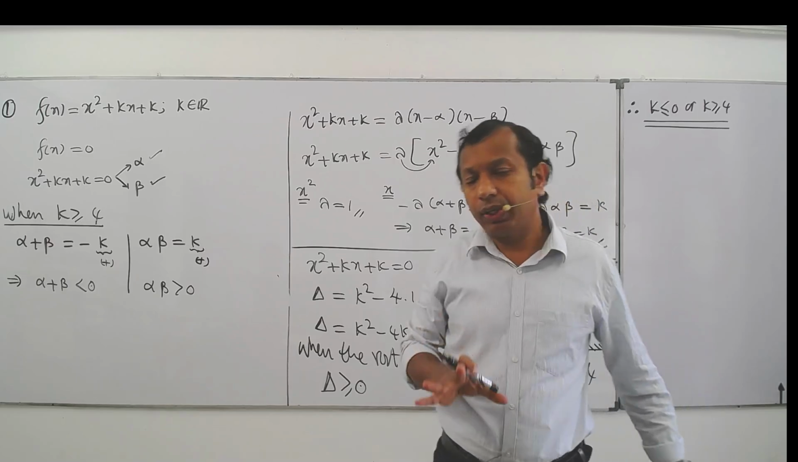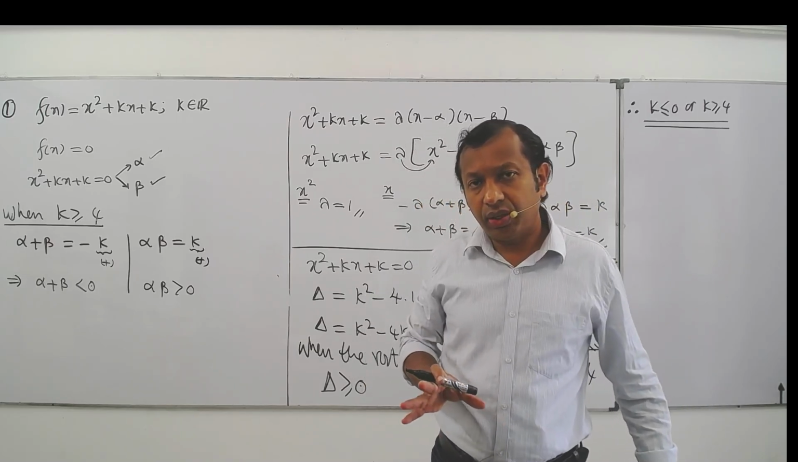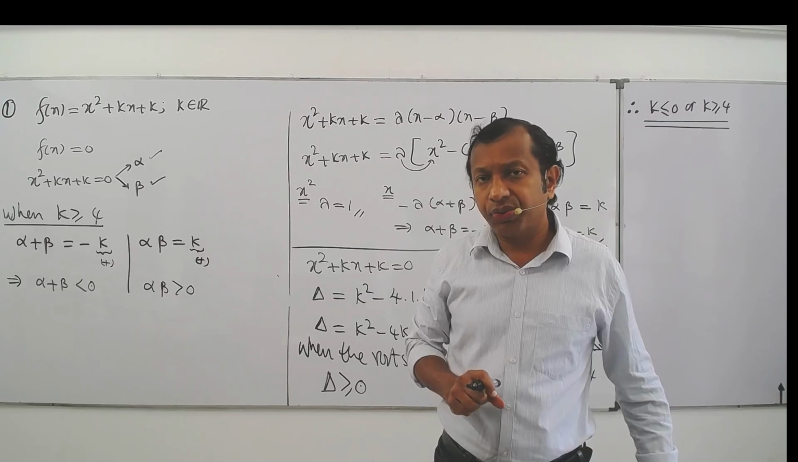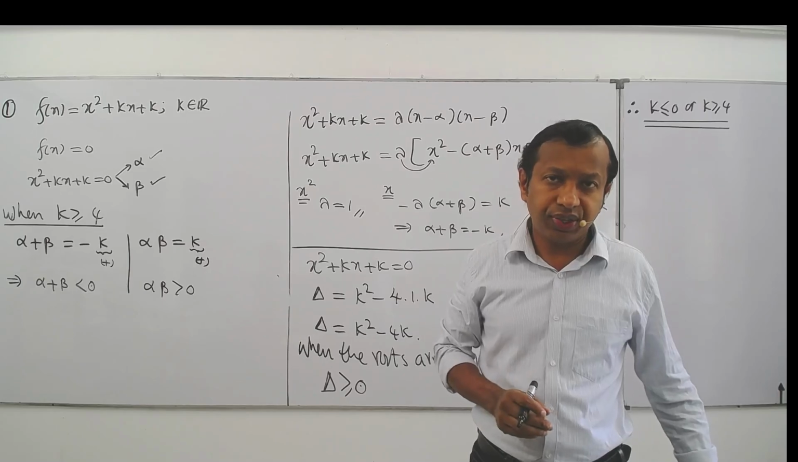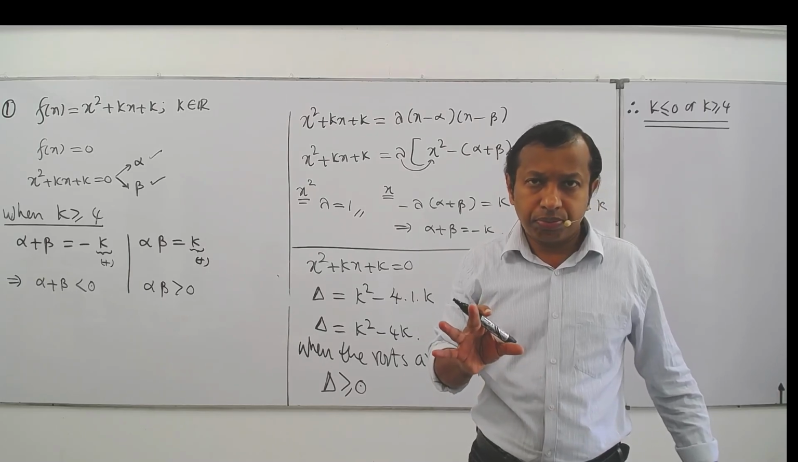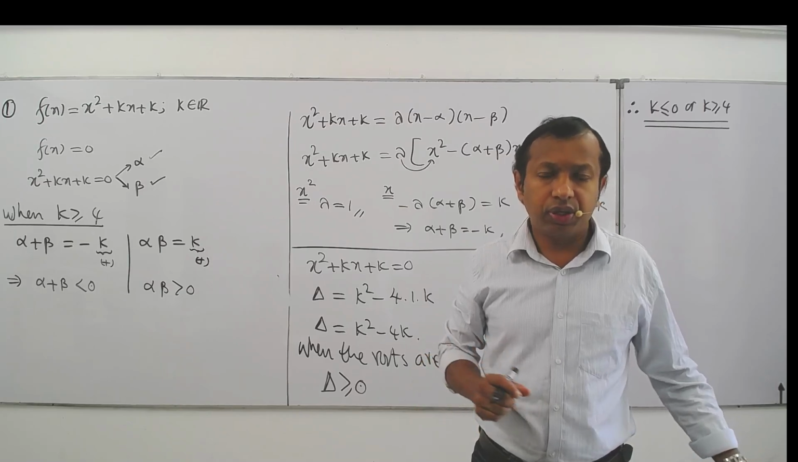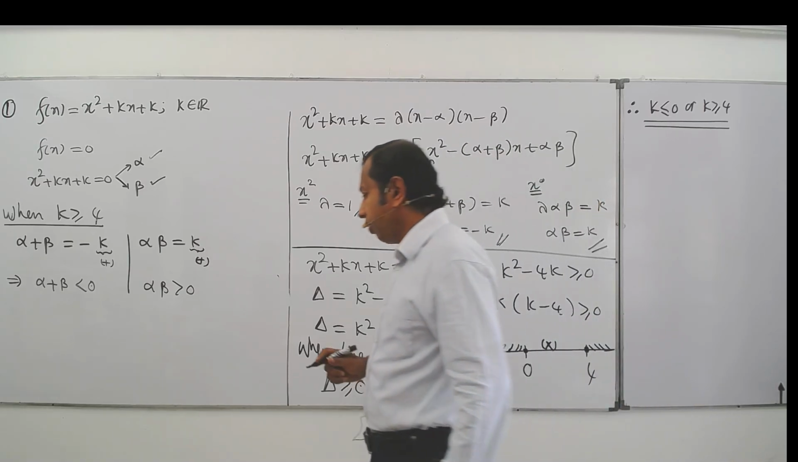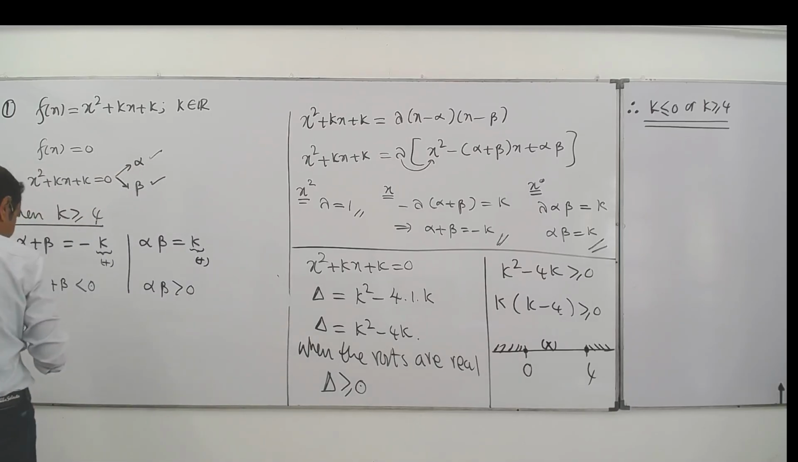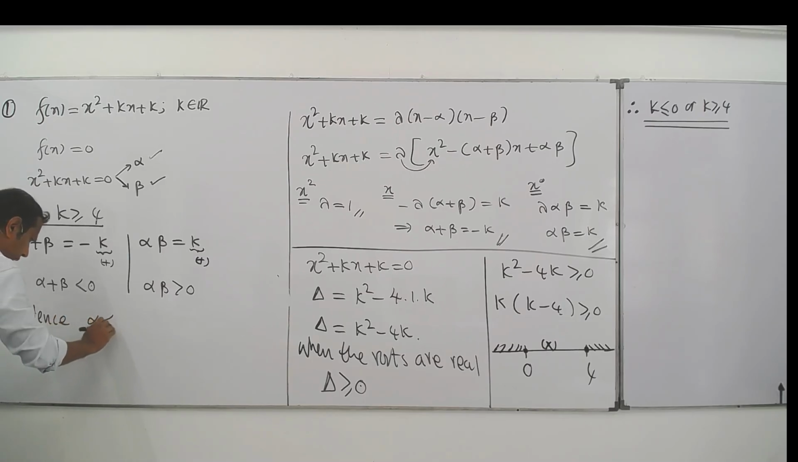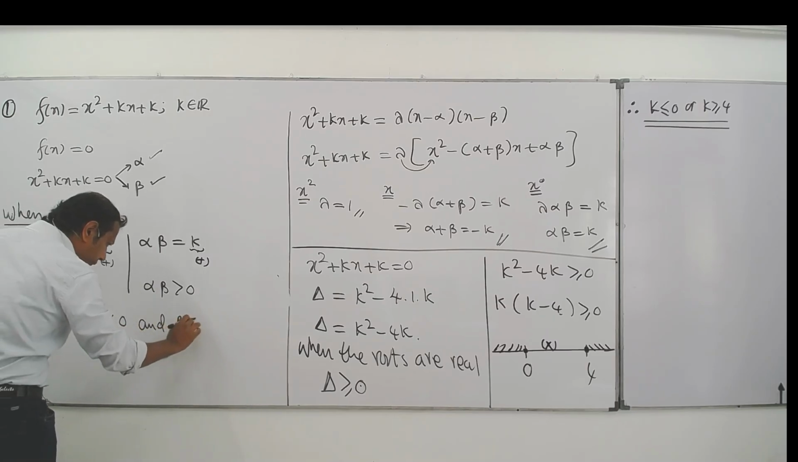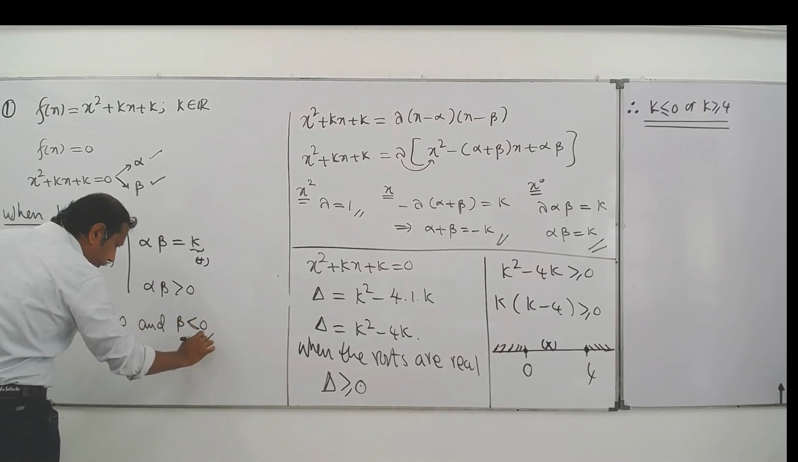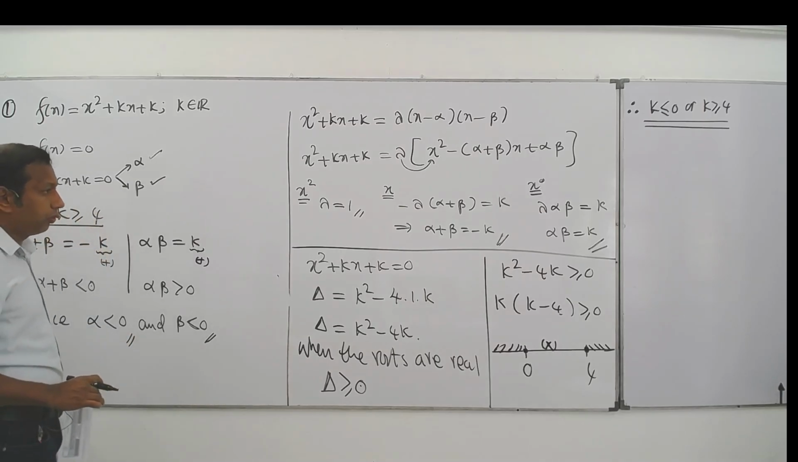Their sum is negative. Their product is positive. Definitely, those two real numbers should be negative. Understand? Sum negative, product positive means the two real numbers should be negative. Therefore, you can say, hence, alpha negative and beta negative. This way we can show both roots negative.